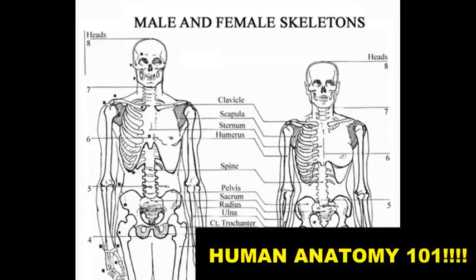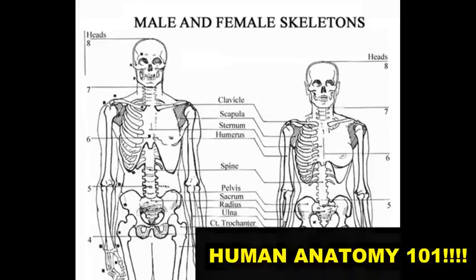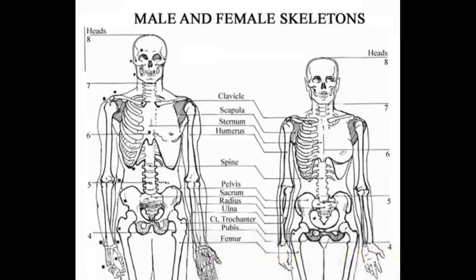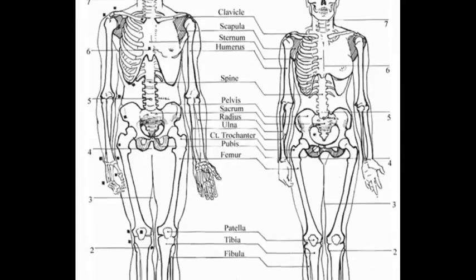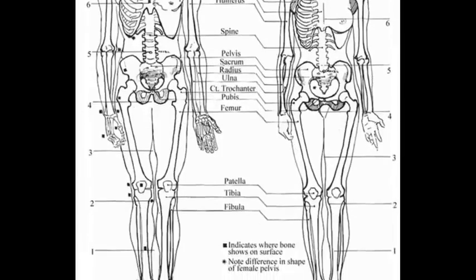But now we're going to do a quick look at the biological differences of the human anatomy versus a male and a female, and we're going to look at the physiological differences too. As you can see here, this is a male and female skeleton that outlines the chart of a male and a female skeleton, and note the difference in the shape of a female pelvis versus a male pelvis.